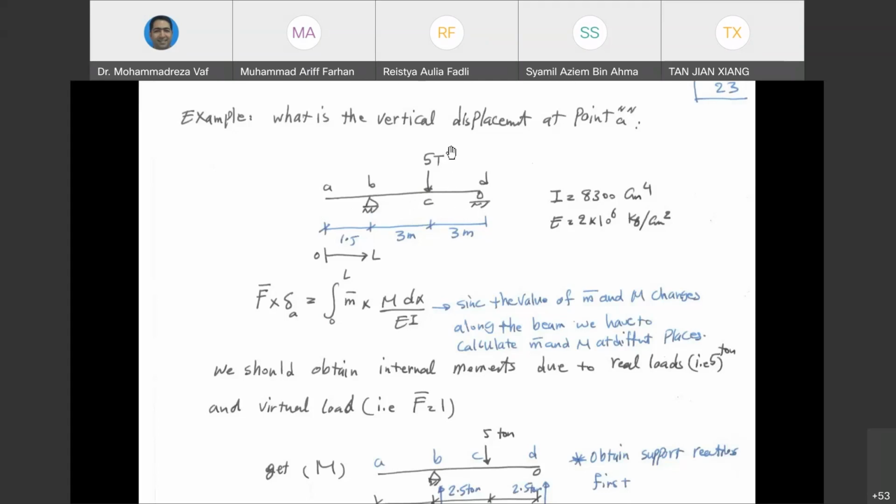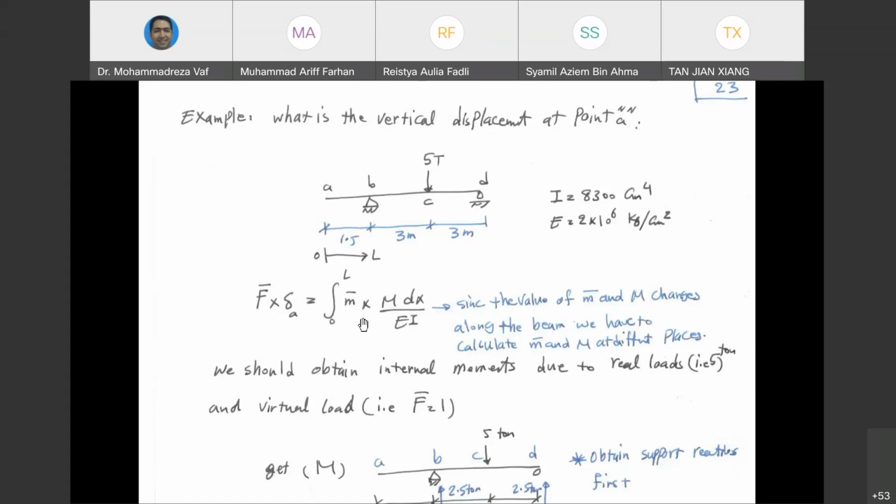Okay, so right now our beam is under a force at point C, 5 ton, and we have a 1.5 meter cantilever and 3 meter and 3 meter, meaning 6 meter total length of the span, and I and E have been given to us. So we want to see how we can calculate the deflection at point A.